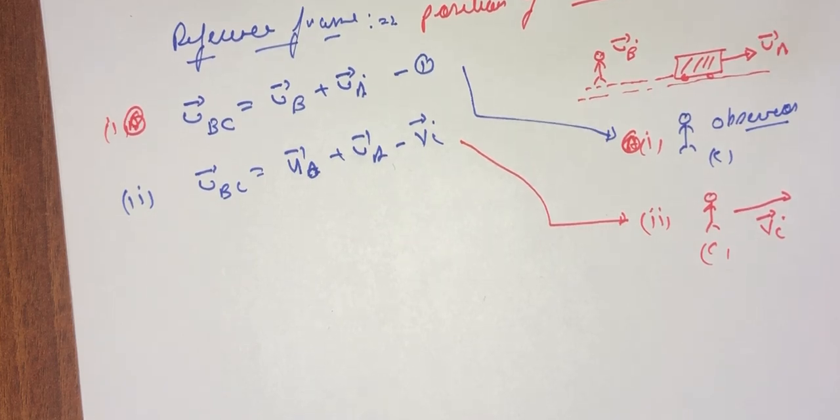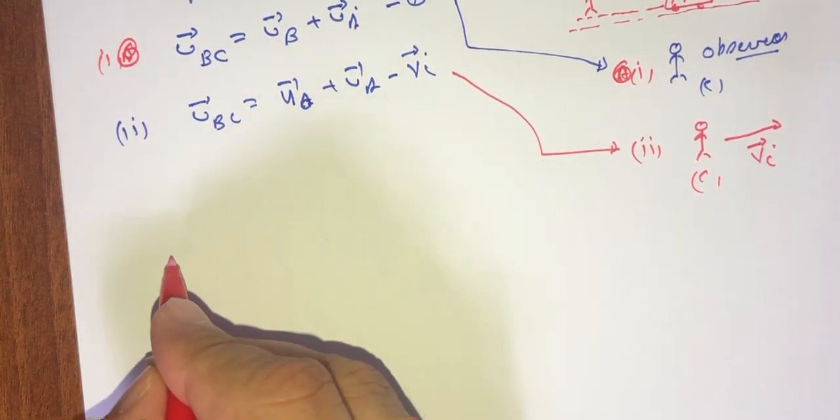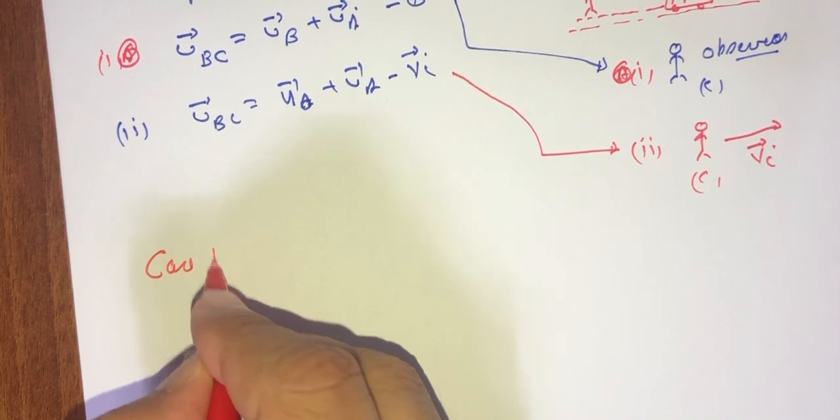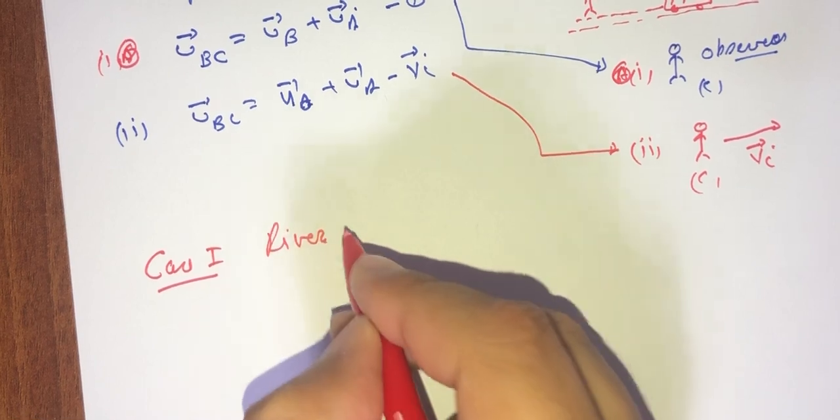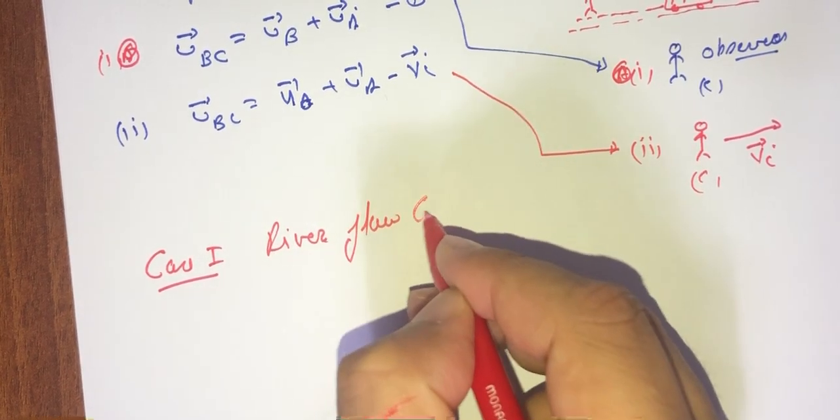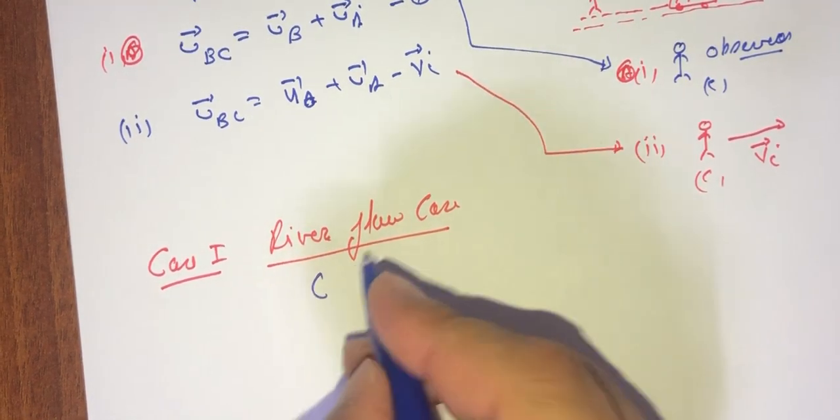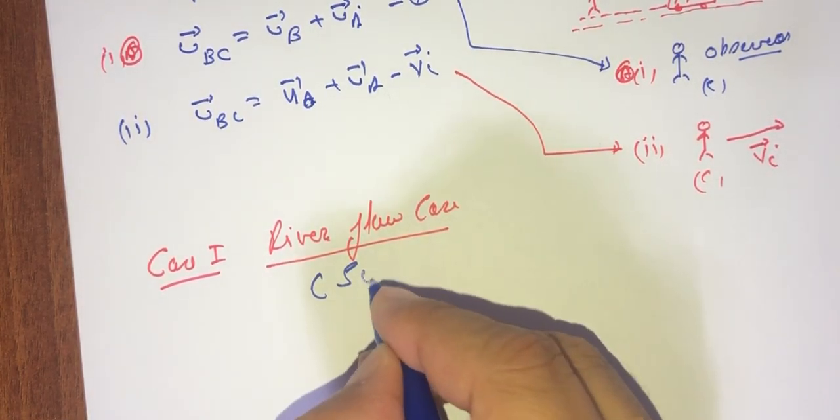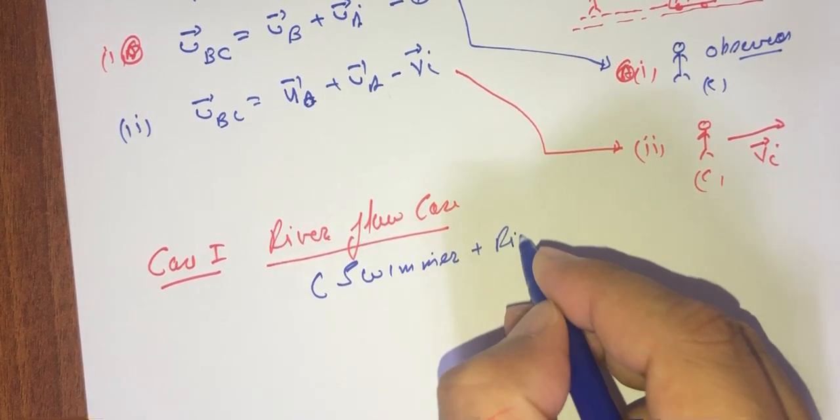Now the relative motion has two very important applications. First, we can call it a river flow case, or sometimes it is called a swimmer case. So case 1, we can call it a river flow case, or it is also called a swimmer in the river, swimmer plus river case.